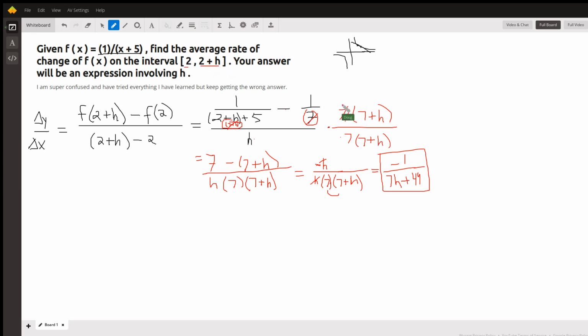Okay, and eventually you're going to call this a difference quotient. And you'll be doing it with the letter x instead of the number 2. But for now, that's your answer right there.